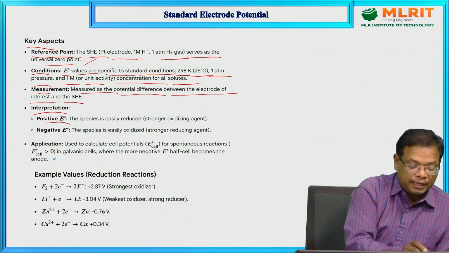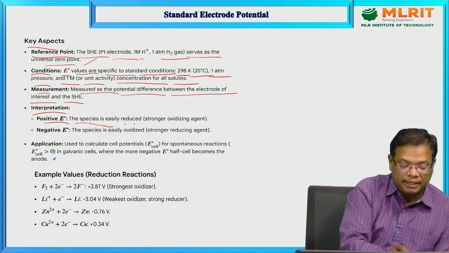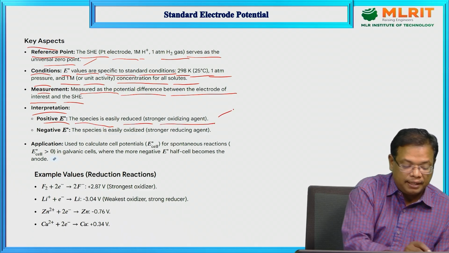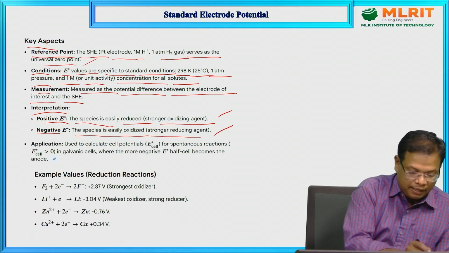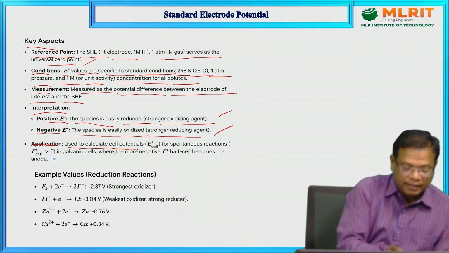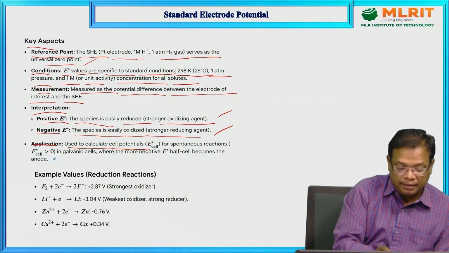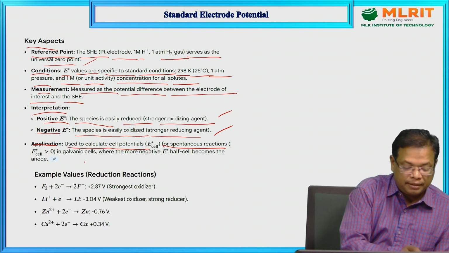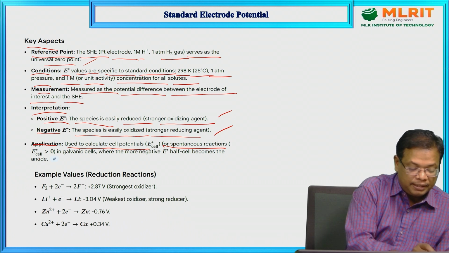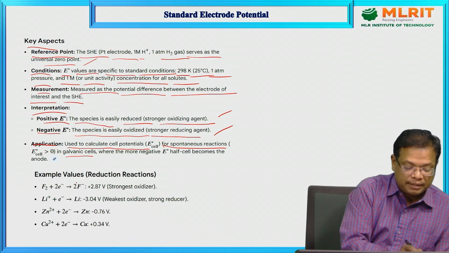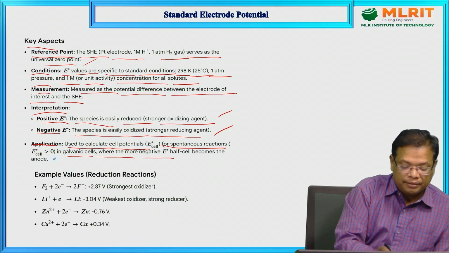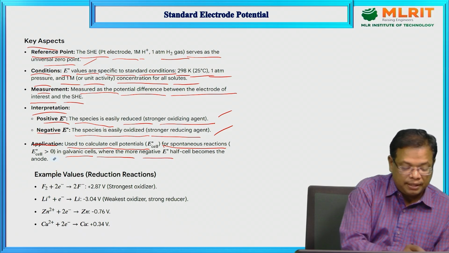Interpretation: for a positive electrode, the species is easily reduced, a stronger oxidizing agent, and for a negative electrode, the species is easily oxidized, a stronger reducing agent. Very simple. And applications: used to calculate the cell potential E0 cell for spontaneous and non-spontaneous reactions. E cell greater than 0, positive, is spontaneous in galvanic cells, where the more negative E0 half cell becomes the anode.